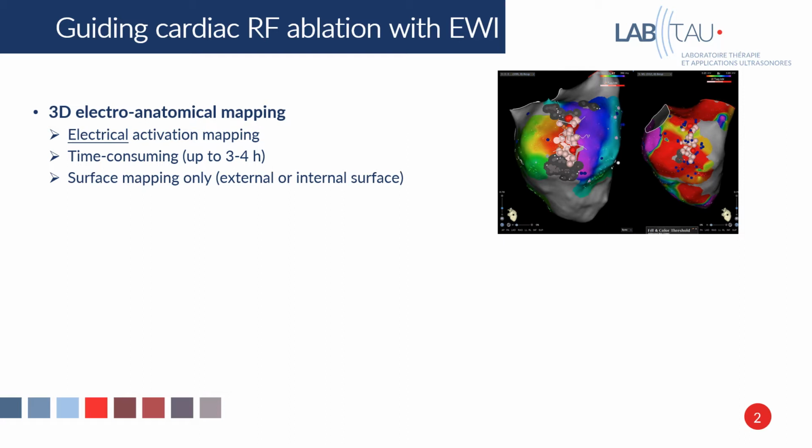Currently in the clinical routine they use 3D electroanatomical mapping that provides electrical activation maps of the heart. However, this method is limited because it can take a few hours for the clinician to understand the underlying mechanism of these specific arrhythmias and thus to treat the patient. And it offers only information at the surface of the myocardium.